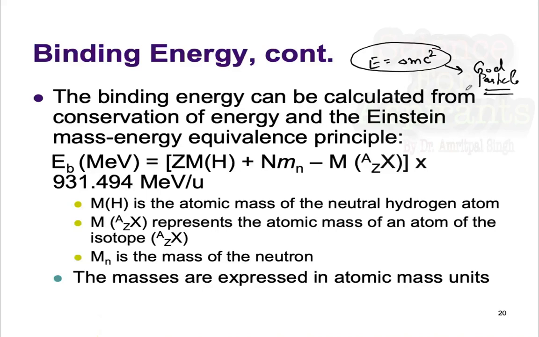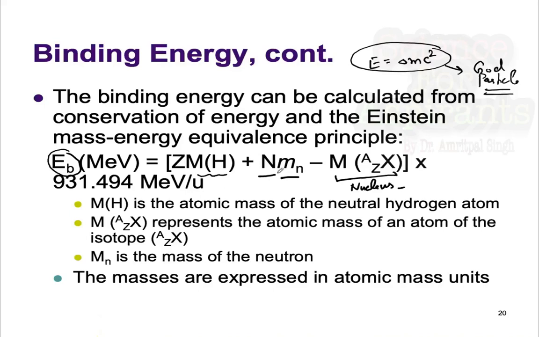So the binding energy can be calculated from this Einstein mass-energy relationship, and this is the formula which we found. EB is the binding energy, Z is the number of protons present within the nucleus, MH represents the hydrogen or proton mass, N is the number of neutrons, MN represents the mass of the neutron, and this is the mass of the nucleus.